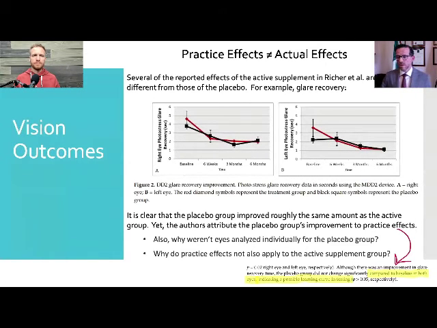Just very quickly, I won't go into it in too much detail, but here are some of the vision outcomes, Chris, which goes back to the reason why they did the experiment. What do you see here? So we're looking at the reported effects of the active supplement versus placebo. And this one is photostress recovery. Again, we're looking at a red line and a black line. Do you see any differences there? Yeah, no. Honestly.